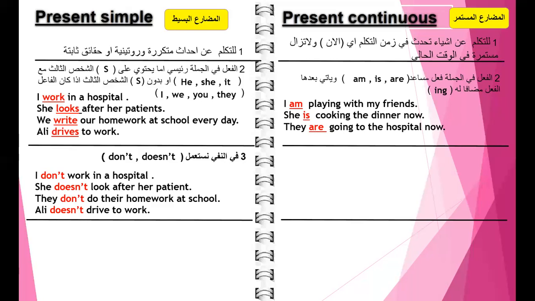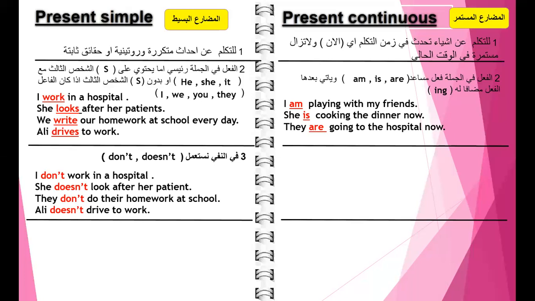For example, I don't work in a hospital. I don't work. This is negative. She doesn't look after her patient. She doesn't look after. Then when we negate with doesn't نحذف s الشخص الثالث من الفعل. They don't do their homework at school. They don't do.